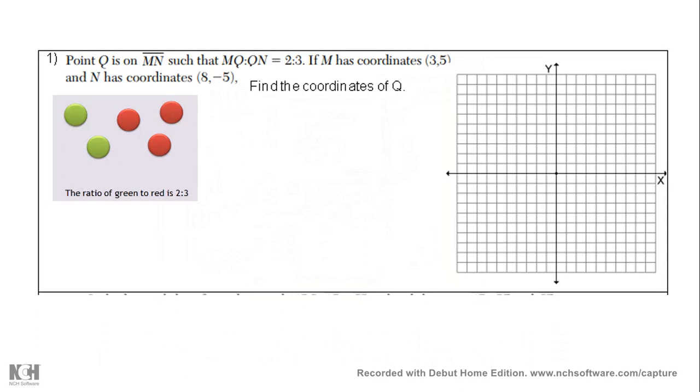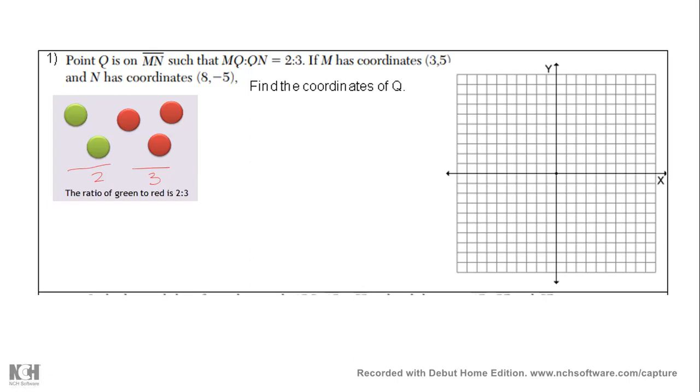Number 1. Point Q is on MN such that MQ to QN equals 2 to 3. So we have a 2 to 3 ratio here. In our little picture of the marbles, the ratio of green to red is 2 to 3. There's 2 pieces the same size, and then 3 pieces of the same size. So for every 2 green marbles, there's 3 red marbles.